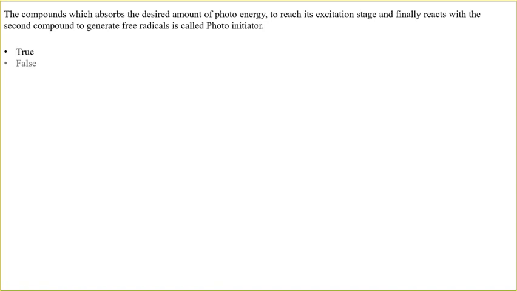The compounds which absorb the desired amount of photoenergy to reach their excitation stage and finally react with a second compound to generate free radicals are called photoinitiators. The entire statement is correct except that it is not called a photoinitiator, it is called a photosensitizer. Photosensitizers absorb the desired amount of photoenergy and get excited, and once they reach the excitation stage, they start generating free radicals. So this statement is false because it is called a photosensitizer.